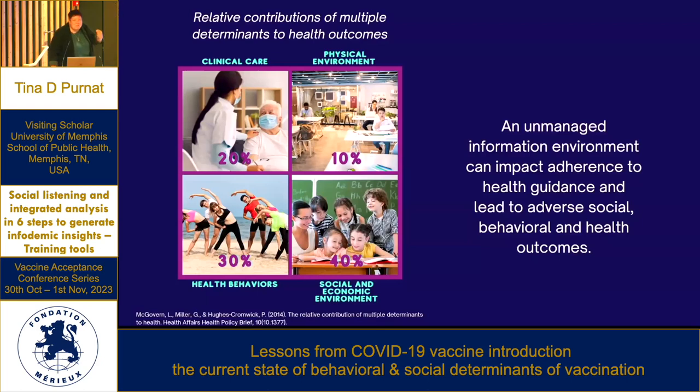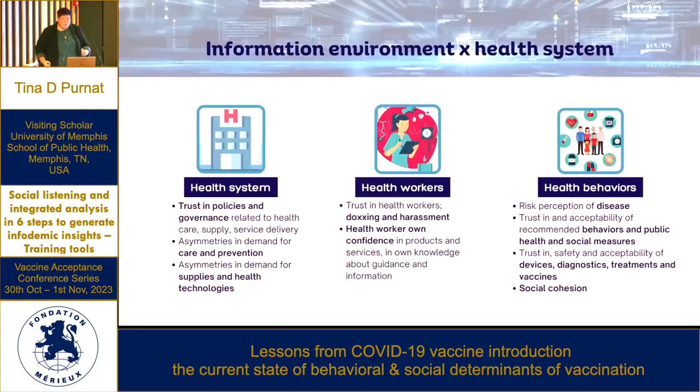We just haven't gotten a grip on it to research it, or to have all of the evidence that we could put into an evidence gap map to give you a basic recipe of what you need to do. But we see from practice that this is the case. I would say an unmanaged information environment can impact not only adherence to health guidance, so I was working in an emergency setting, but basically any health guidance, and it can lead to adverse social, behavioral, and health outcomes. It's a serious thing, and we need to recognize that for health systems, this requires a very different way of thinking.